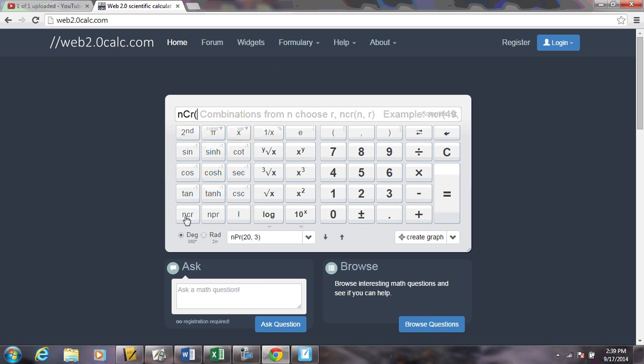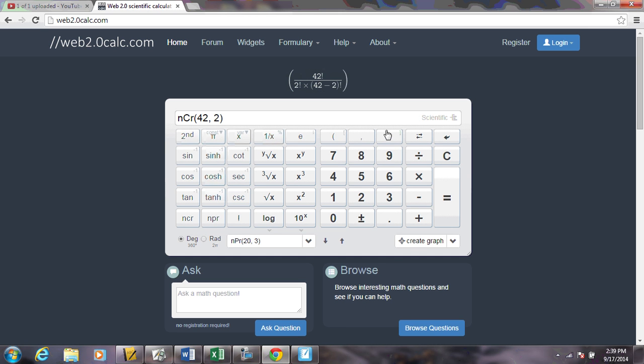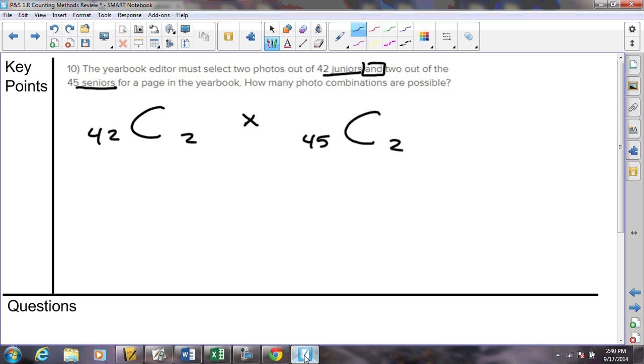nCr, 42 juniors, we're choosing 2 of them. And for multiplication, we're picking or choosing 45 seniors, picking 2 of them. Click equals, and we have our answer. 852,390. And so there we go. We have our final result.